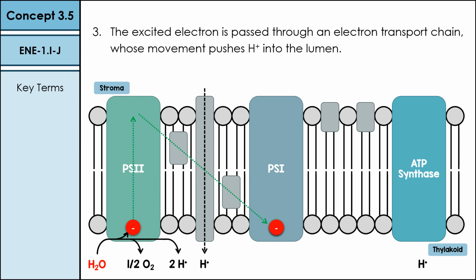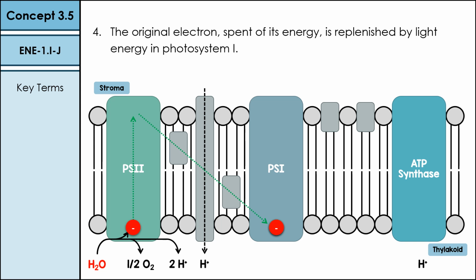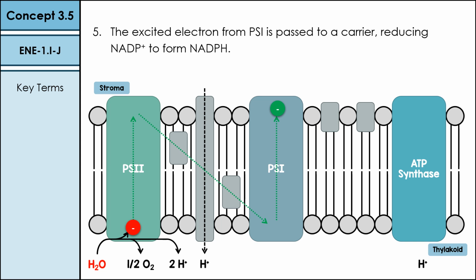Now you'll notice that now that our electron has fallen back down to a grounded state, it needs to be excited again. And so this is where photosystem 1 comes into play. We get new light energy to come into photosystem 1. Remember, photosystem 1 operates around 700 nanometers, and this is going to excite our electron once more. So light energy comes in, excites our electron, moving it from its grounded state, and we are ready to let it move once more.